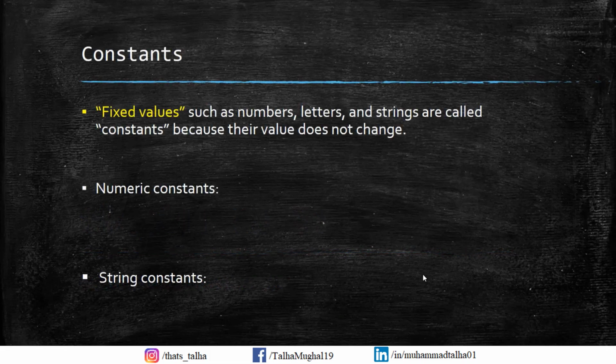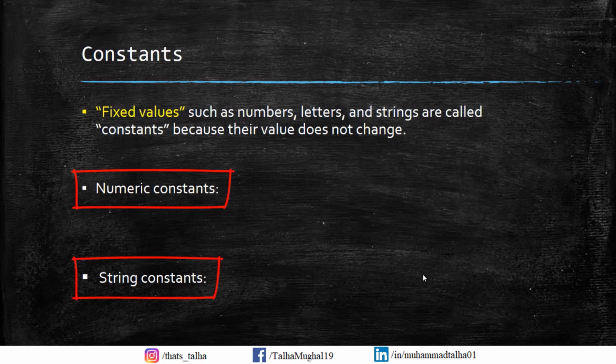First of all, let's look at the constants. Fixed values such as numbers, letters, and strings are called constants. They are called constants because their values cannot change. There are two types of constants. The first one is numeric constants and the second one is string constants.